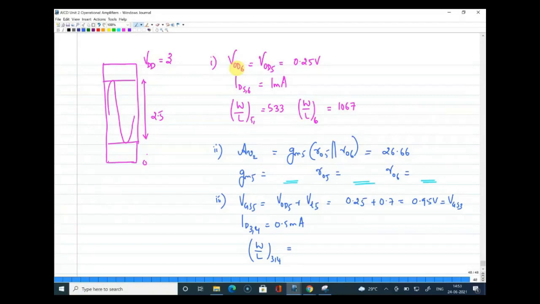Now tell me the relationship between the overdrive voltage and gate voltage, VGS voltage. What is the relation? Overdrive voltage is VGS minus VT. That's all. So what is VGS? Oh, yes, sir. Understood. It is overdrive plus VT. That is what I have written here. Overdrive plus VT. Thank you, sir. So any answers for W by L of 3 and 4?